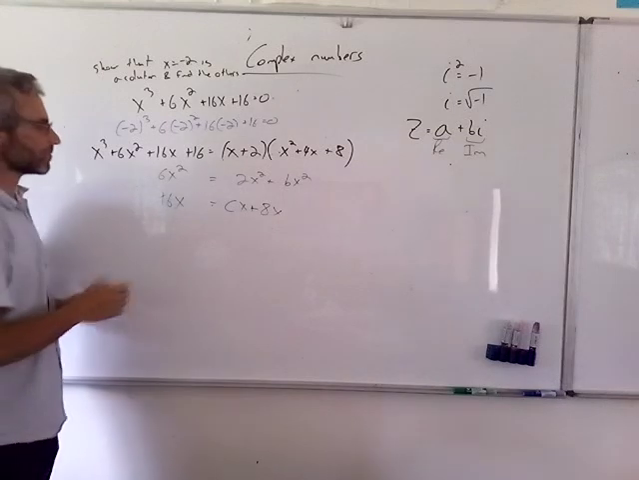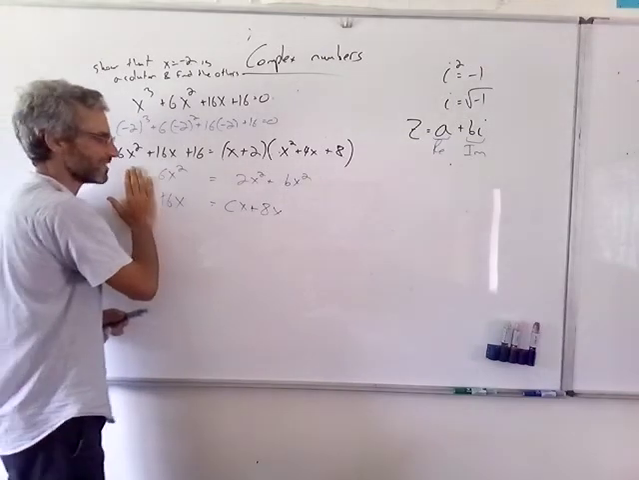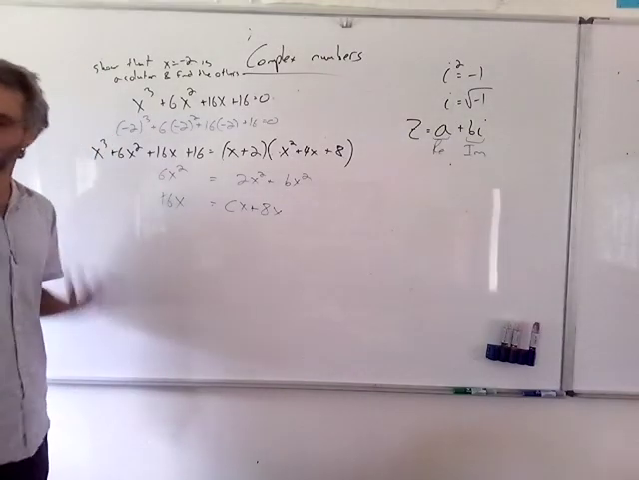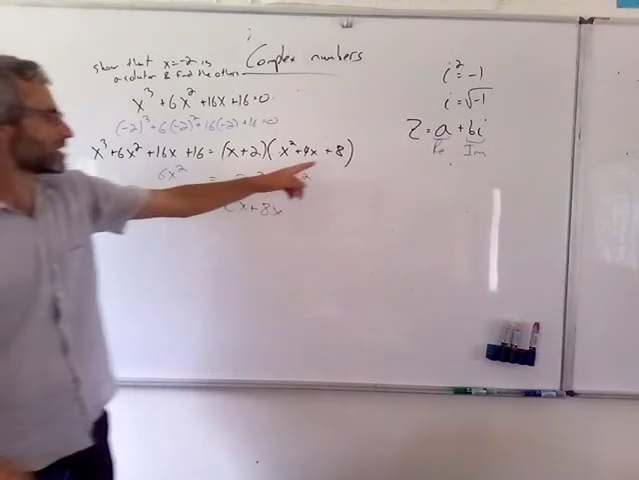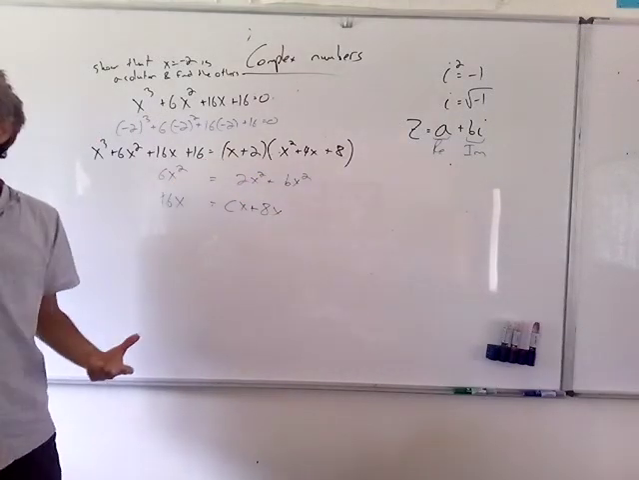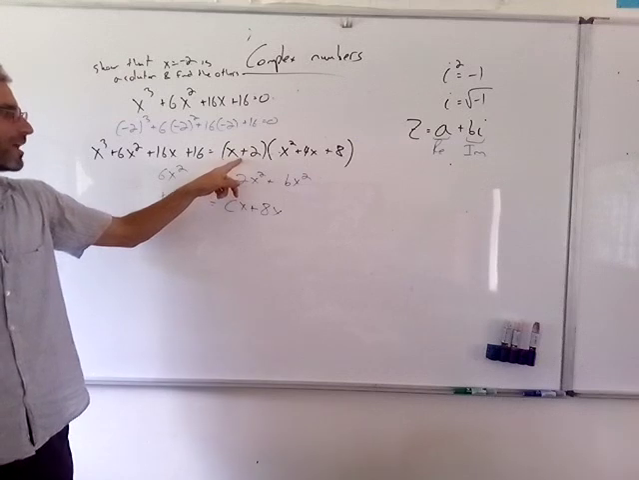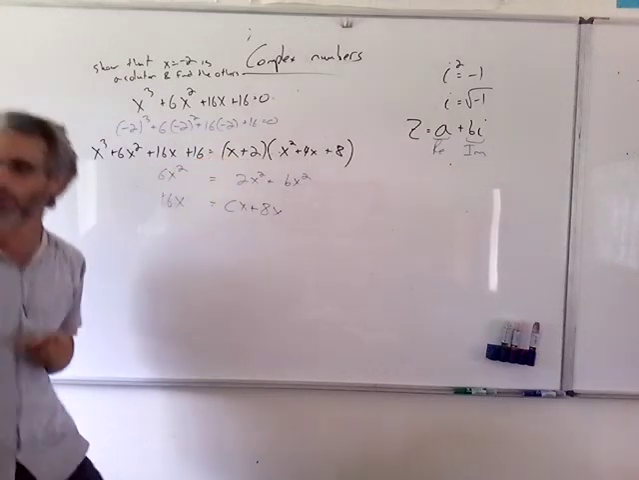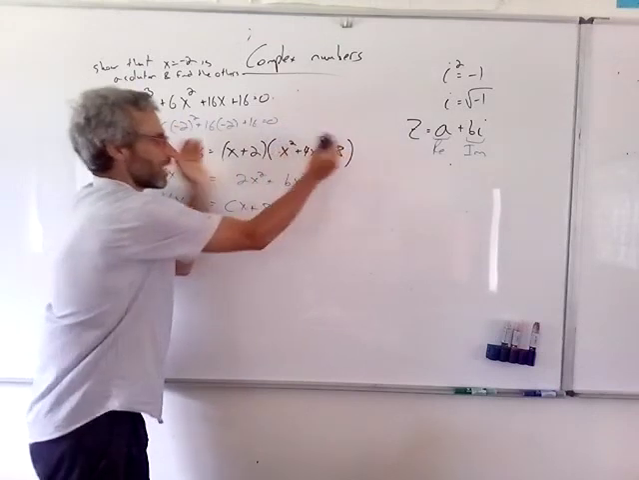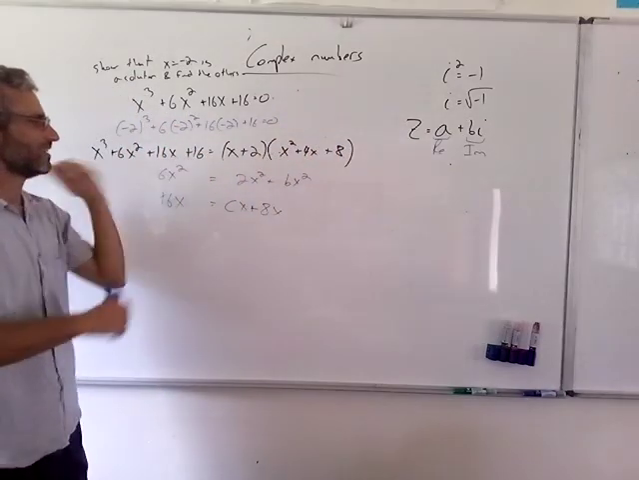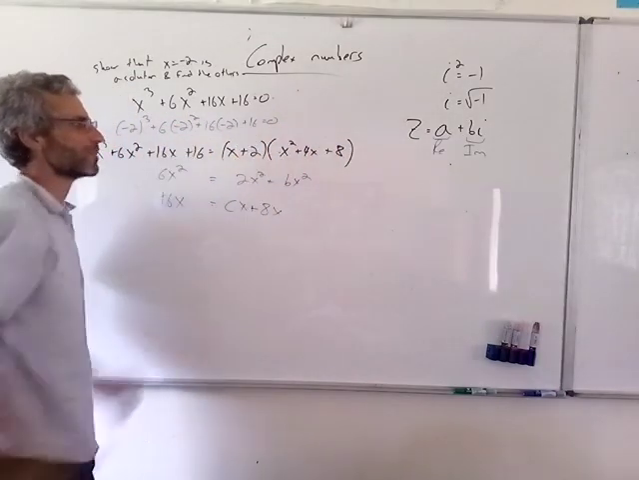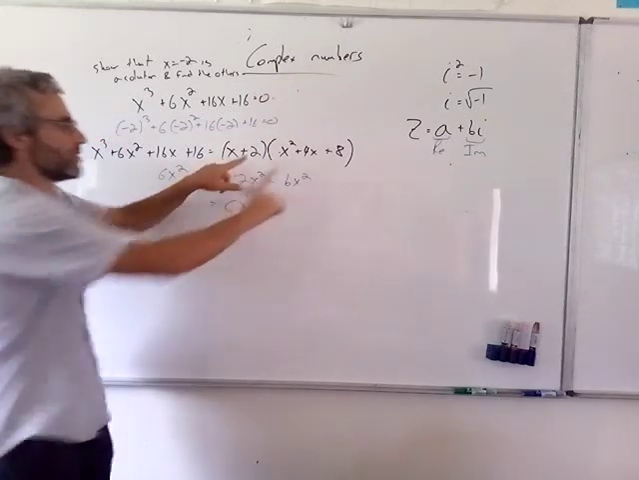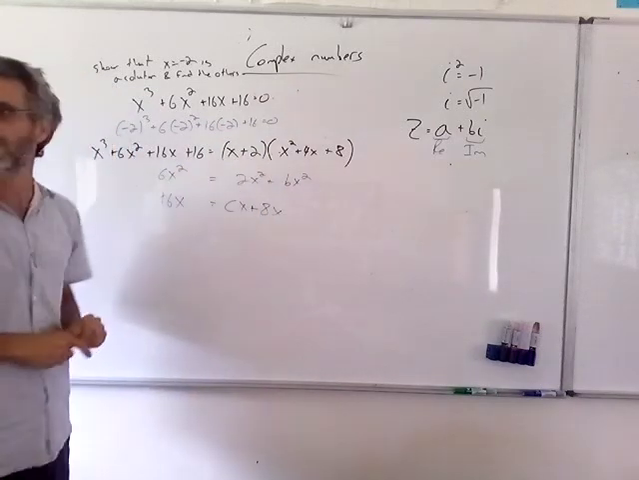And then sometimes there would be a remainder, but in this case, there isn't a remainder. There shouldn't be, because we know that x equal minus 2 is a solution. In other words, we can factorize this. We can write it as a factor of x plus 2 times some kind of polynomial. There shouldn't be any remainder, and 2 times 8 is 16, so we're fine.